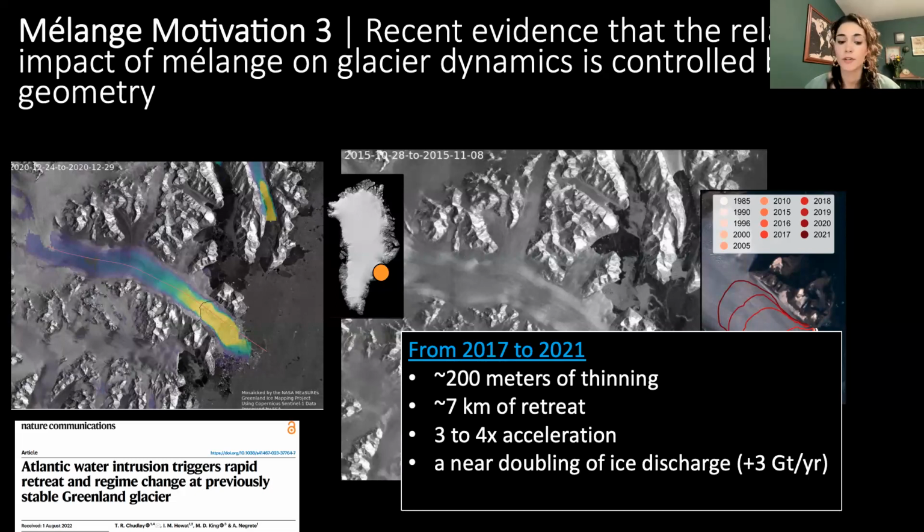So this is an example of a scenario where a glacier undergoes a rapid reconfiguration and the geometry of the glacier is completely different. Now the role of mélange is important. And so again, it seems like the fjord geometry is a really integral part in predicting how much of a role mélange plays in glacier dynamics.